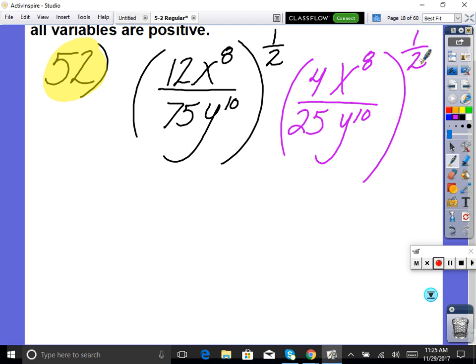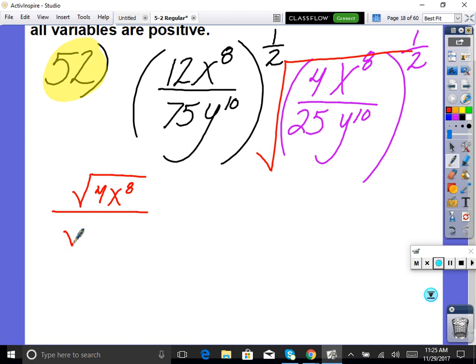Now look, we could take and do 1/2, 1/2, all that, but why do we like the idea of radicals? Because radicals are easier to think about. So isn't this the same thing as a square root? So instead of doing it like that, let's just go like this. So now we can split it up. We have the square root of 4x to the 8th on top. We have the square root of 25y to the 10th on bottom. Now look how easy this is going to be.